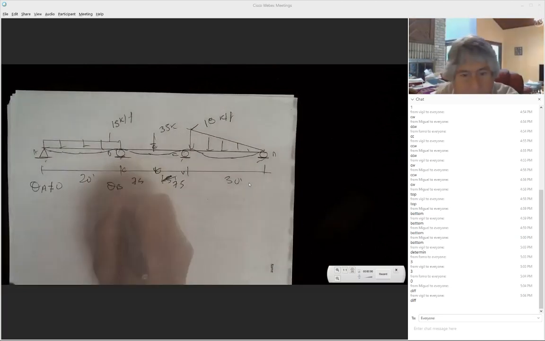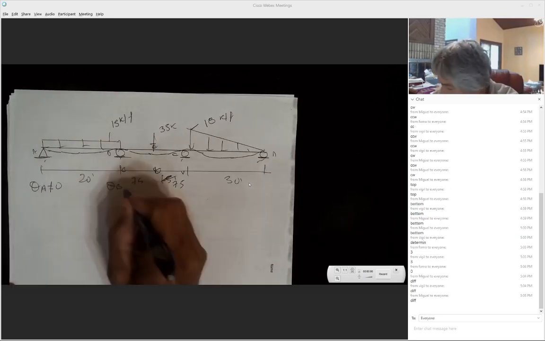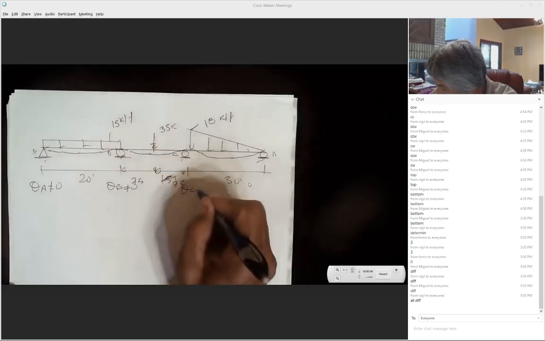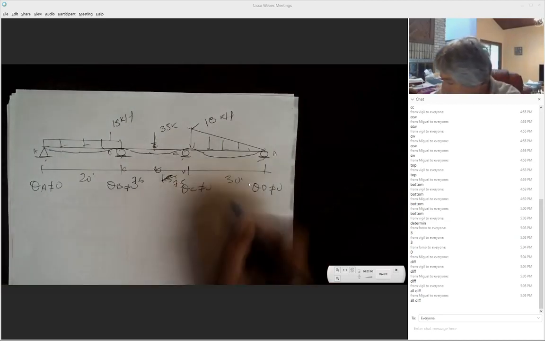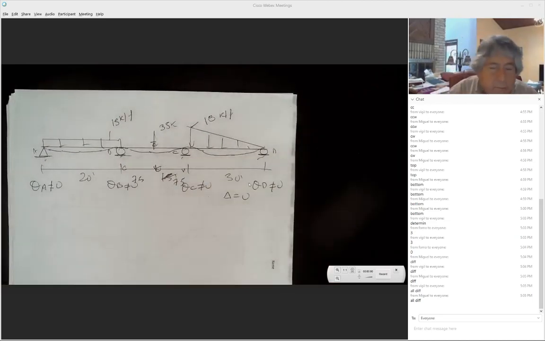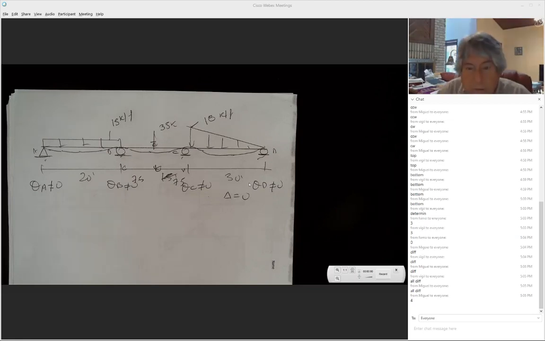What about theta B? Theta B is going to be different than 0. Theta C, different than 0. Theta D, different than 0. And delta equal to 0. So all of them are different. How many unknowns do I have based on the theta? Four. So to solve this problem, I need 4 equations with 4 unknowns.